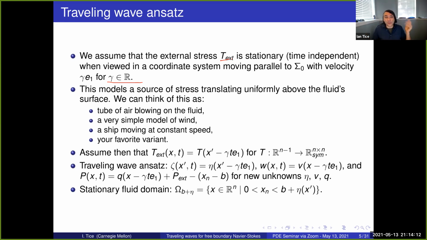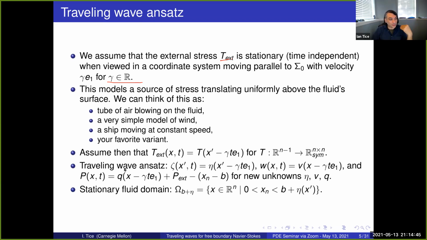And why do we assume something like this? Well, you can think about this as a very simple model of a source of stress that's translating uniformly over the surface of the fluid. So probably my favorite way of thinking about this is as a tube of air blowing on the fluid that's held above the fluid and moved along. You could think about this as a very simple model of wind. You could think about it as modeling a ship sitting on the surface of the fluid and moving along at a constant speed, or there are many other variants that you could use in thinking about this as a basic model.